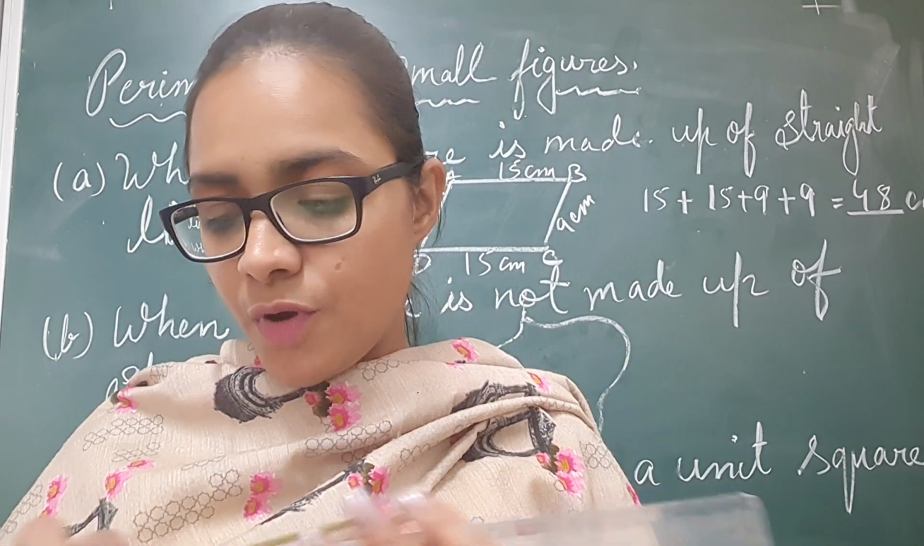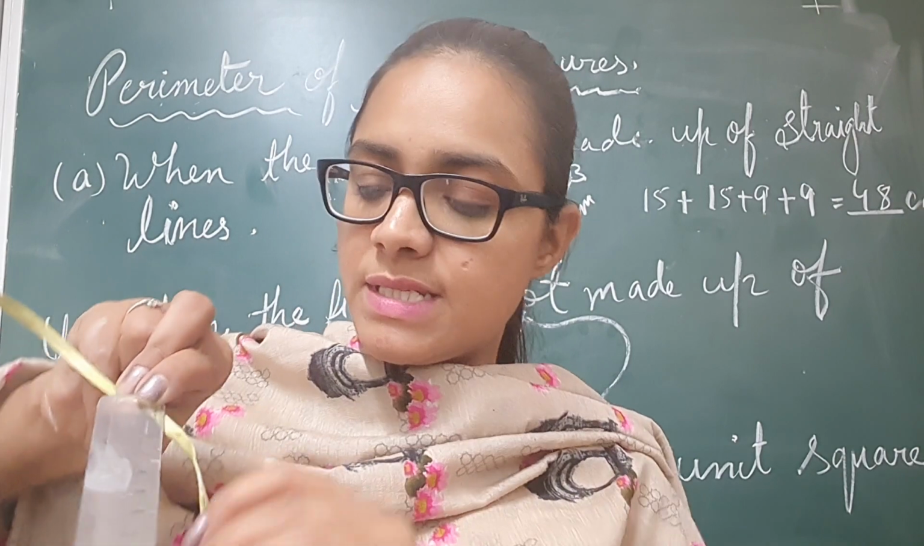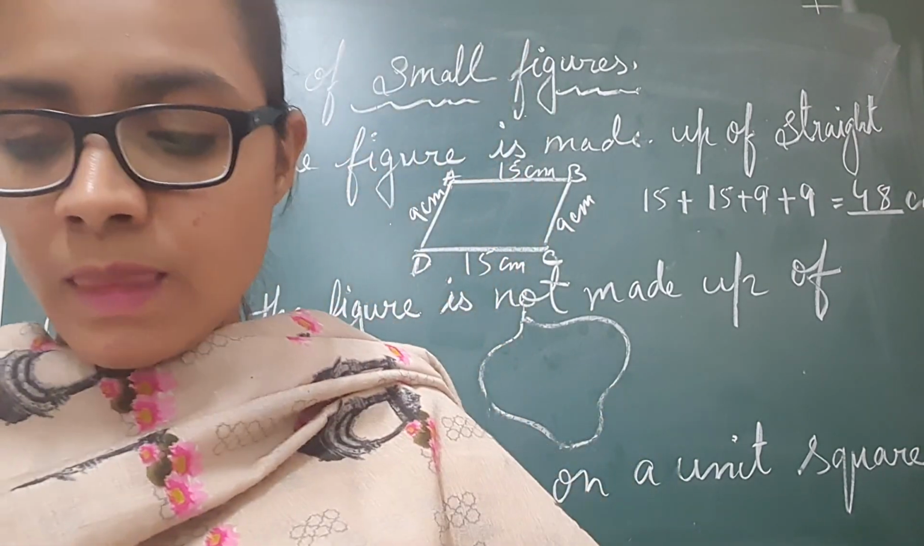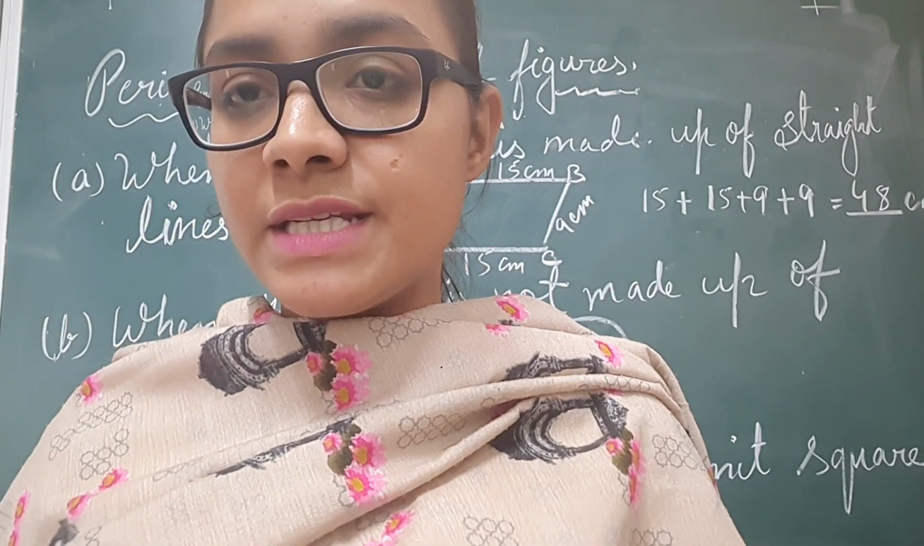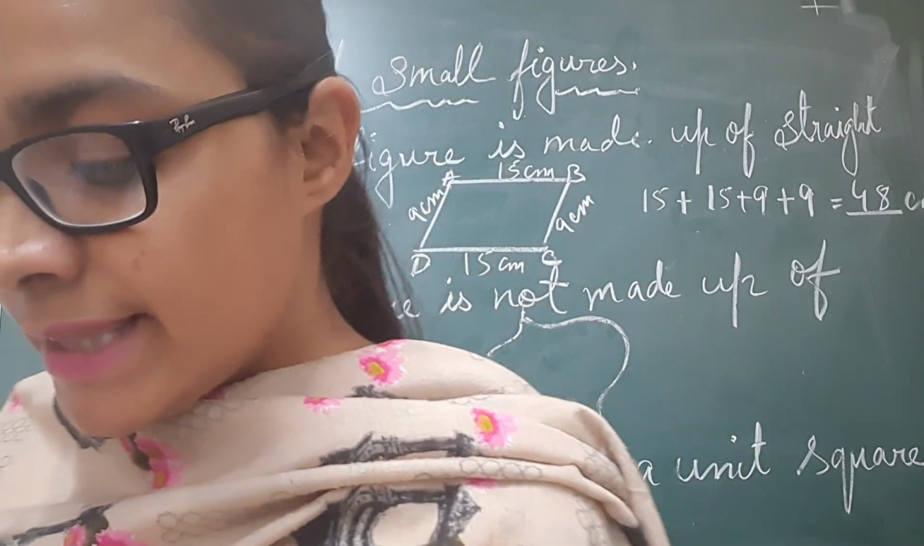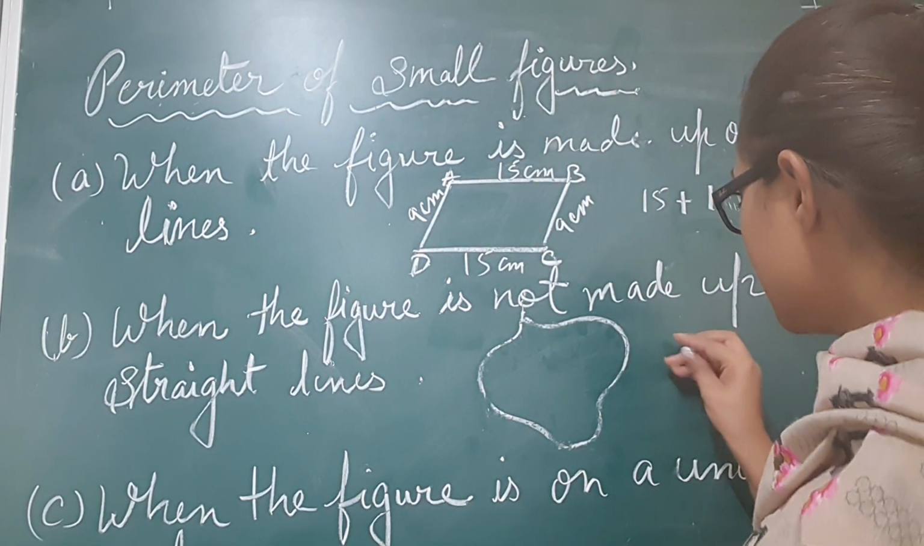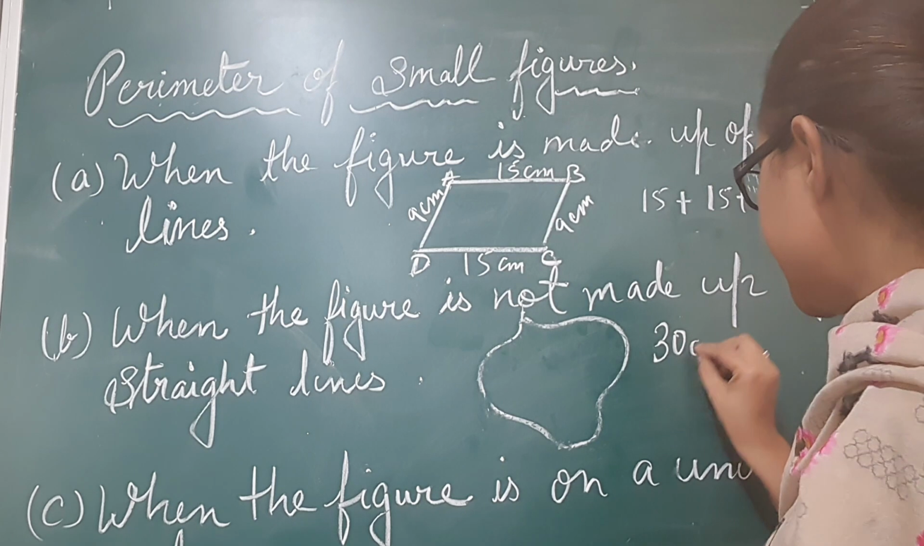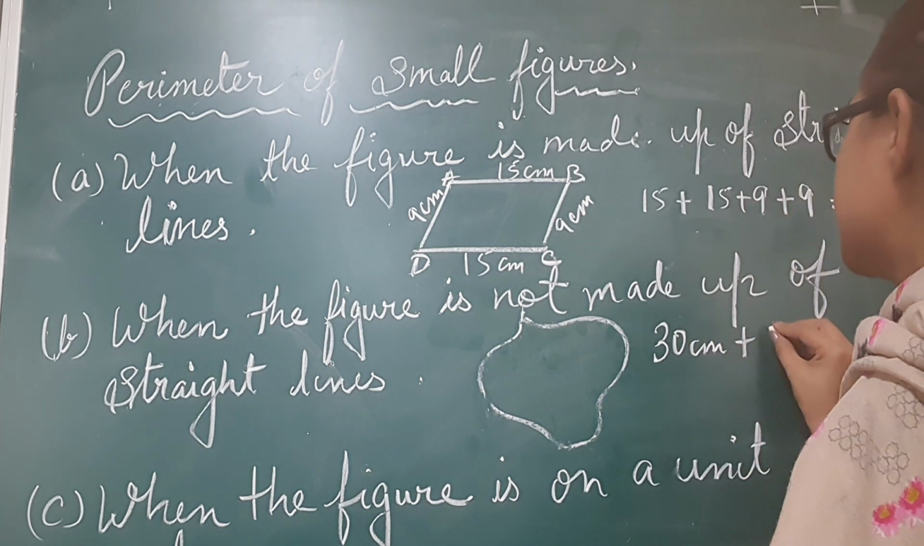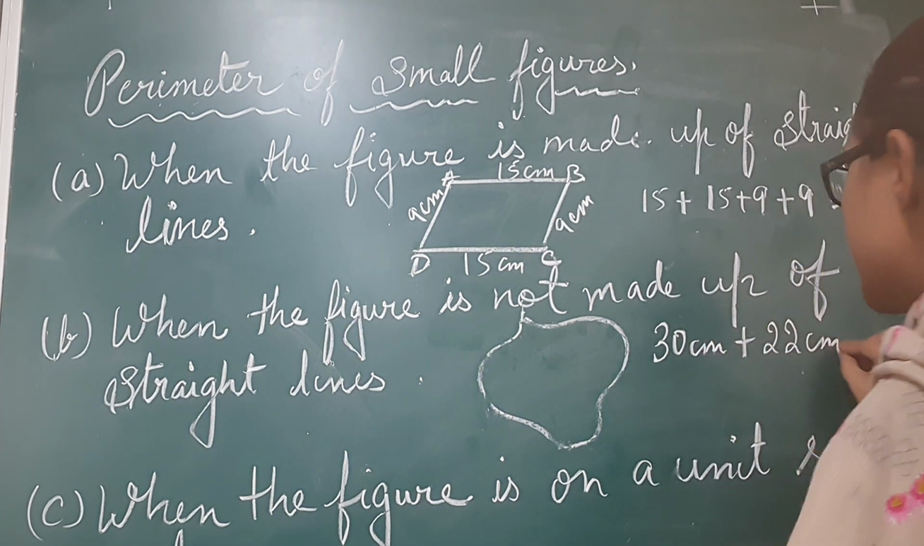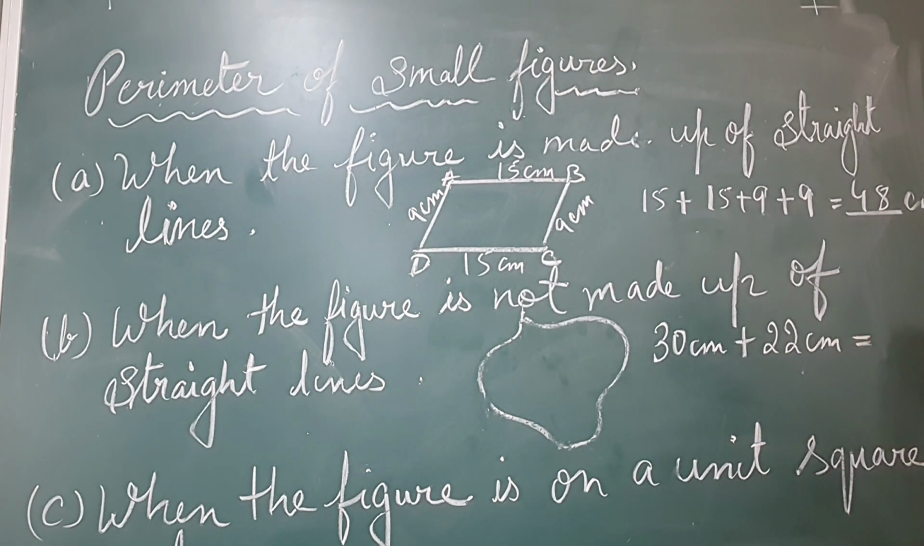So from 0 I will start till it will be 22. Okay, then 30 plus 22, my scale was 30 centimeters. So 30 centimeter plus 22 centimeters. So the length of this figure is equal to 52 centimeter. Okay.